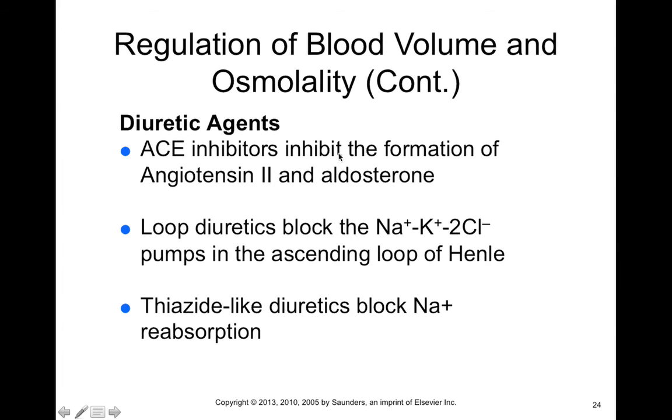ACE inhibitors, which block the formation of angiotensin II and aldosterone, would also act on that osmolality system we talked about, because if you prevent the secretion of aldosterone, then you're not going to reabsorb as much sodium, which means sodium stays in the filtrate, and because water follows solutes, then you're going to lose more water in filtrate and in urine due to the inhibition of aldosterone.